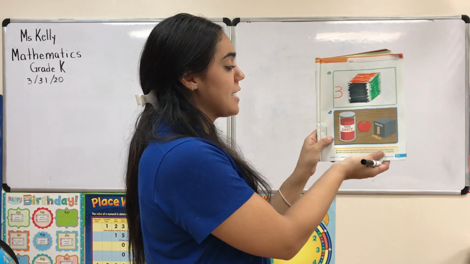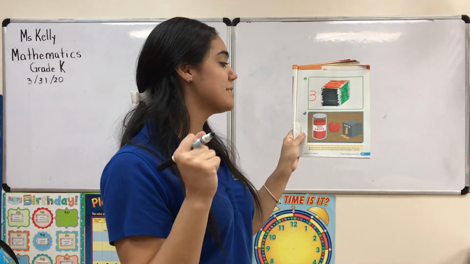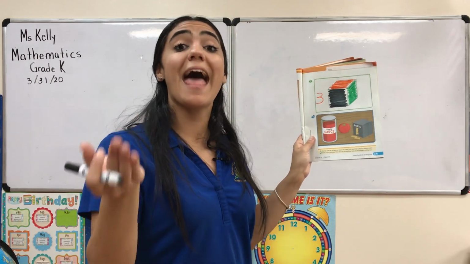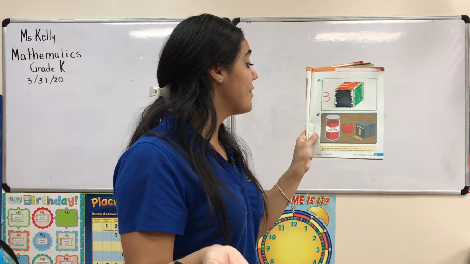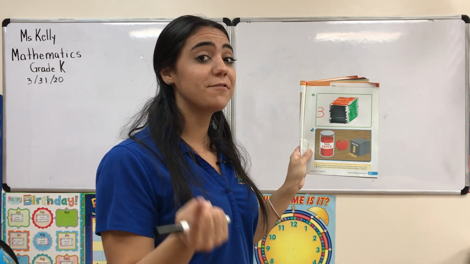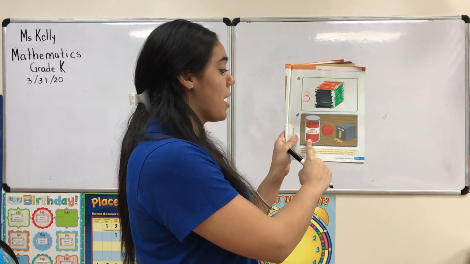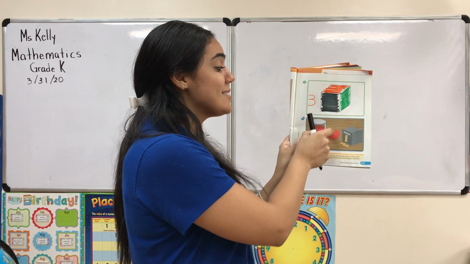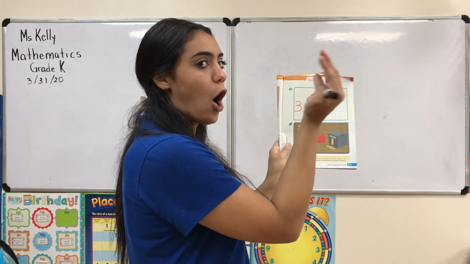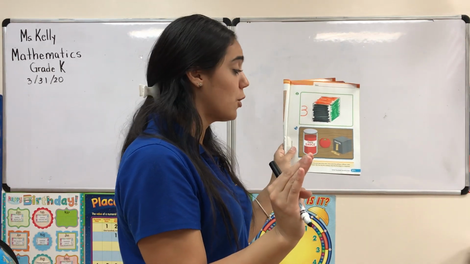Once you're done with that, go down to number 4 where you're going to see that pasta sauce and pasta. They're trying to make spaghetti, but we need to mark an X on the object that has only flat surfaces. So again, we need to find only flat surfaces. If you look at the pasta sauce, it is a cylinder and it does have a flat surface, but it's rounded all the way around. Okay? That one we're going to leave alone.